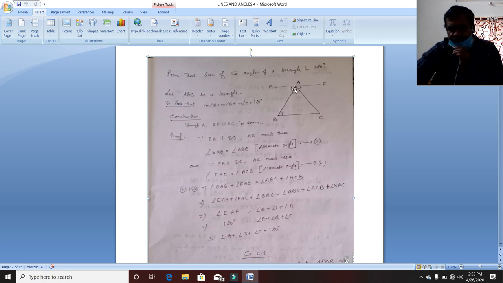So let ABC be a triangle, to prove that angle A plus angle B plus angle C equal to 180 degrees. Construction: you see, through this point A, EF is drawn parallel to BC. Now proof: EF is parallel to BC. Now you see angle EAB equal to angle ABC. This is what? Alternate angle. Again you see EF is parallel to BC and AC meets them. So EAC, I mean FAC, equal to what? ACB. This is another alternate angle. First one I have represented by 1, second one by 2.